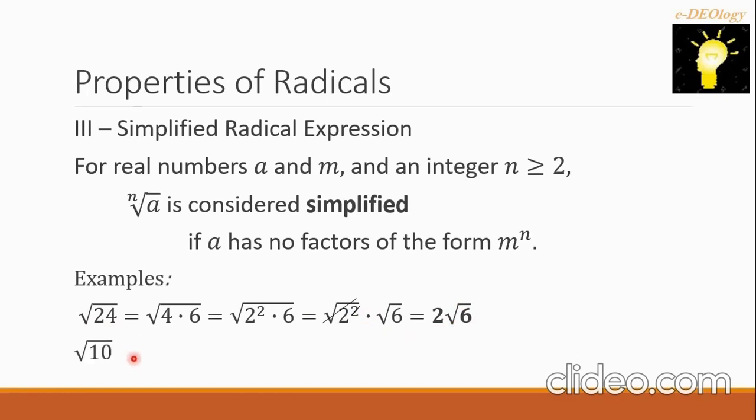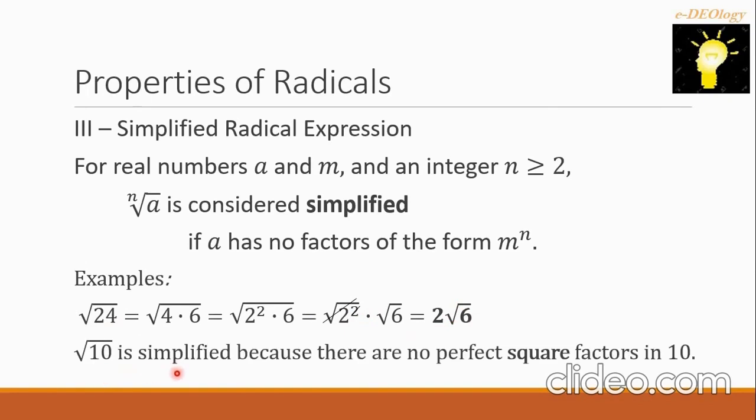Another example is the square root of 10. The square root of 10 is simplified already because there are no perfect square factors in 10. So take note, in the square root of 10, our index here is 2, so we are looking for perfect square factors. Unfortunately, there are no perfect square factors for 10. So this expression is already simplified.